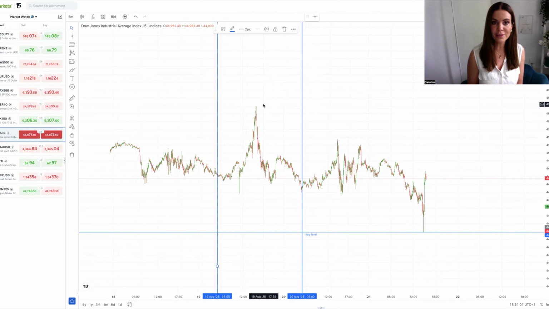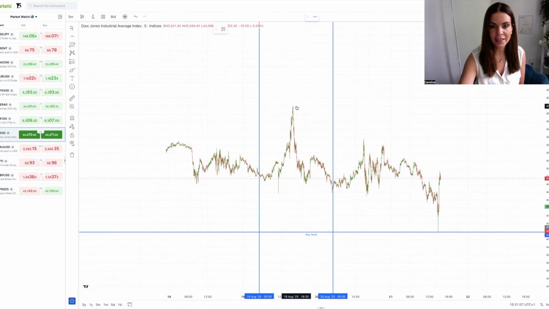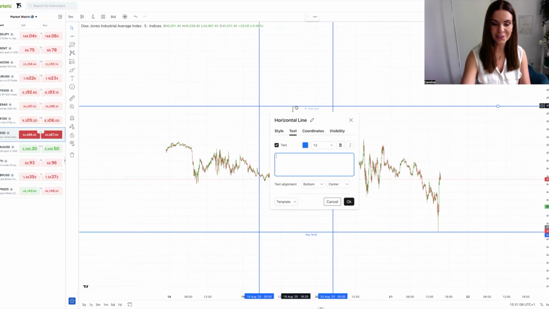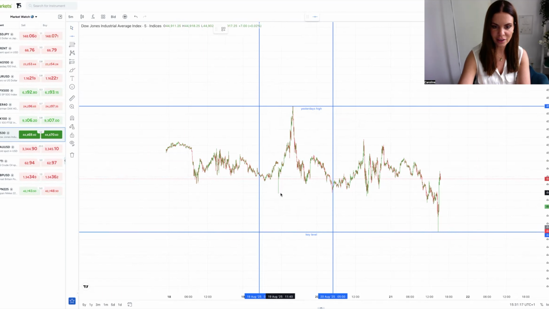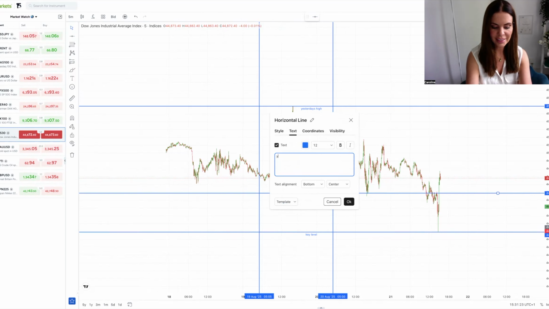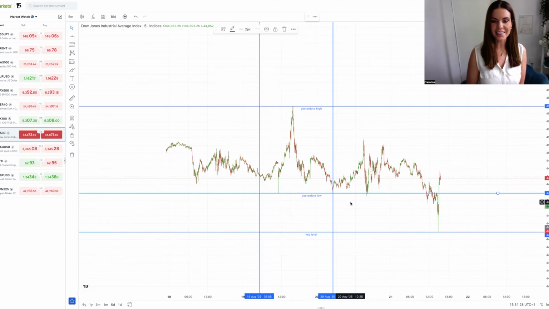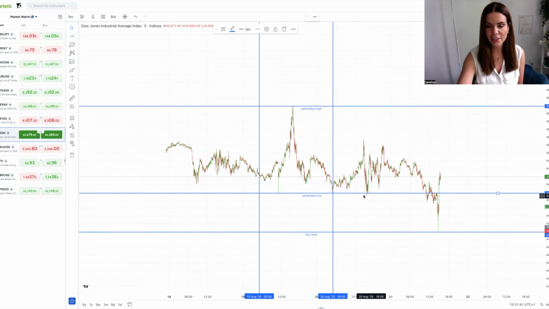The high and the low of the previous day are always really good key levels. So if I grab my horizontal line tool and I mark up the high, and then I use the text tool to say yesterday's high, and then I can put another one down on the low and put on the text yesterday's low. That means that I can see really clearly where the high and the low are. These are great key levels because often what happens is the low or the high will get taken out before there's a move in another direction. So you can see we've had a really nice example of that happening here.